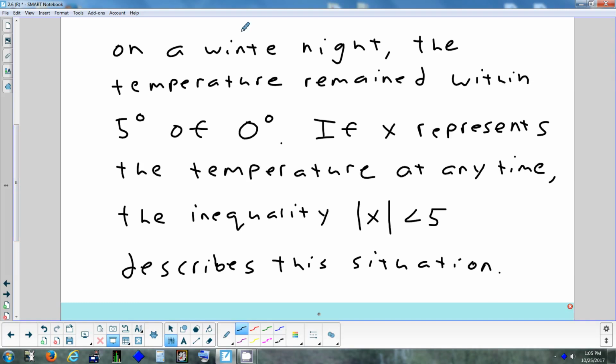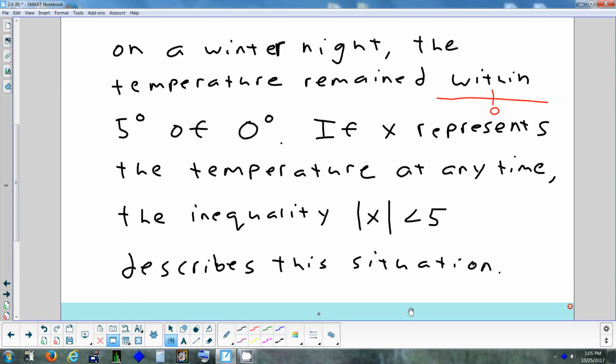So you look at that. If it said to you, last night the temperature was always within 5 degrees of 0. What does that mean? The warmest it could have been last night was up to 5 degrees. But if it's within 5 degrees of 0, what could the coldest have been? Negative 5. Exactly. So when we did that yesterday, right?